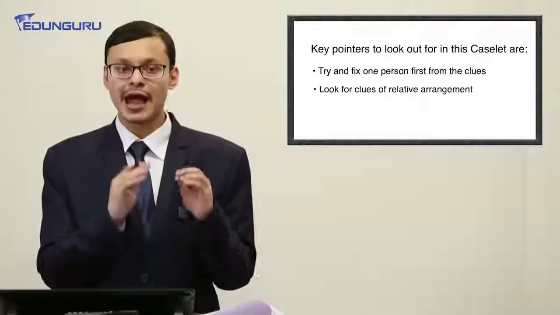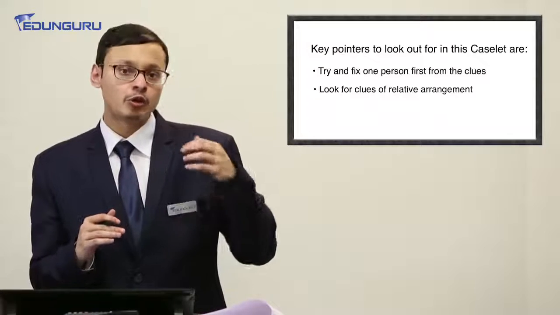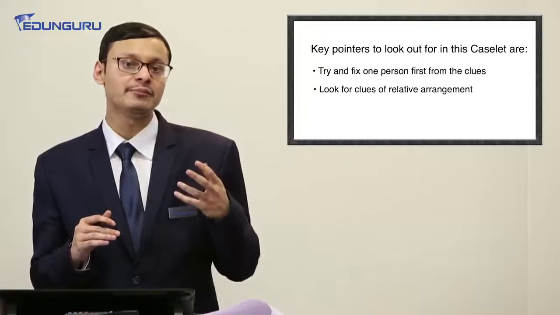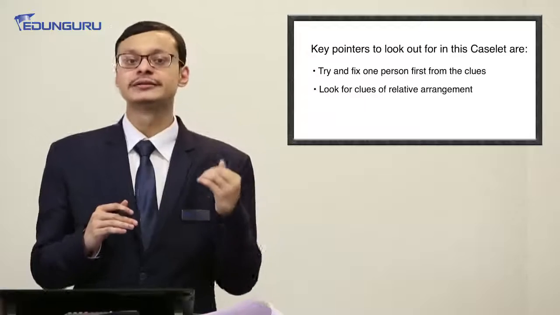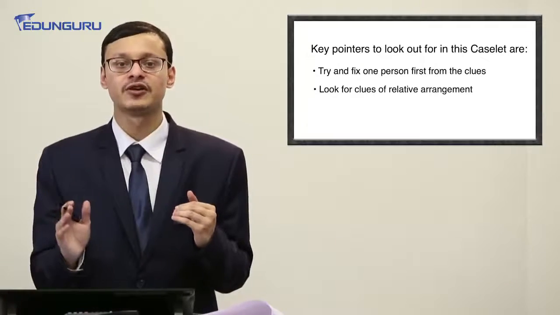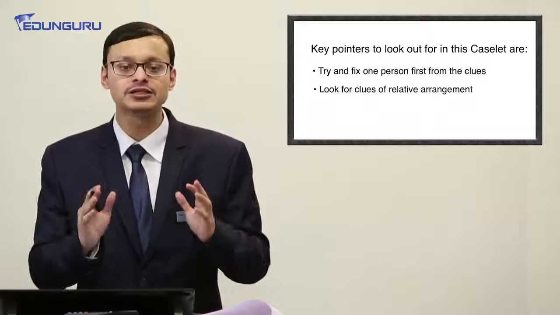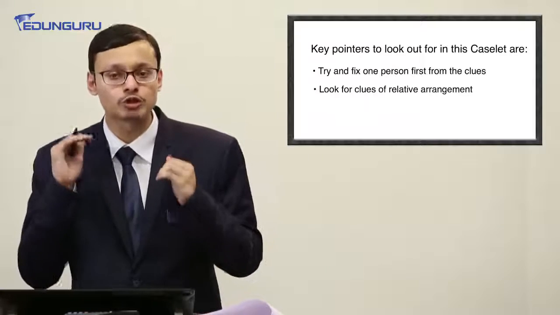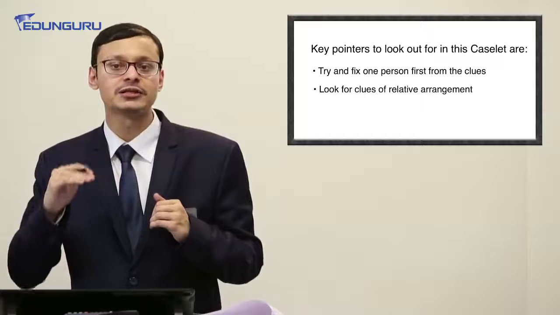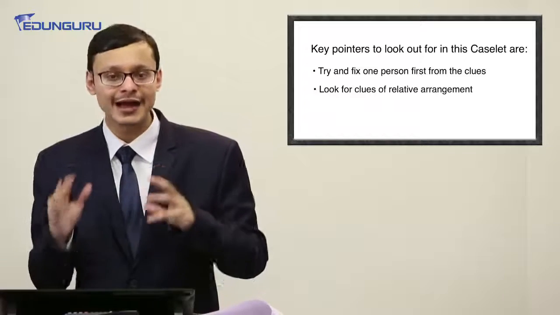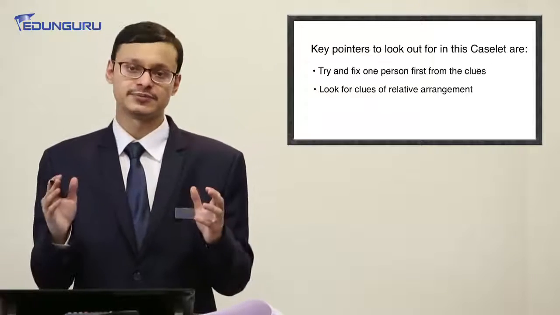The key takeaway from this caselet is to be careful about the sequence in which you apply your clues. As you saw in this question, using clues A, B, C would not have made sense until you use clue D to fix at least 1 person first. So in such caselets, always try and fix at least 1 person or more people first. Look for those clues whereby you can fix a certain number of people first, and then look for clues of relative arrangement.